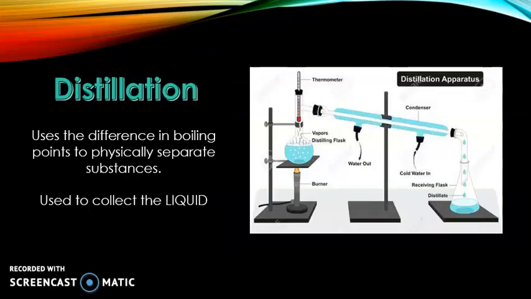Another technique that you can use is called distillation. Now, this actually uses the difference in boiling points to physically separate materials. It's really good for separating the liquid that would have dissolved a solid on the inside. The solid would have a very high boiling point and wouldn't want to necessarily go into the vapor phase, whereas the liquid will have a lower boiling point and will want to go in the vapor phase.